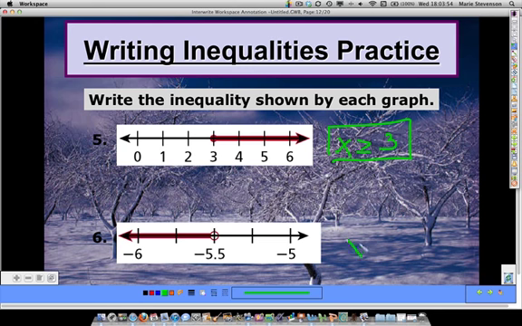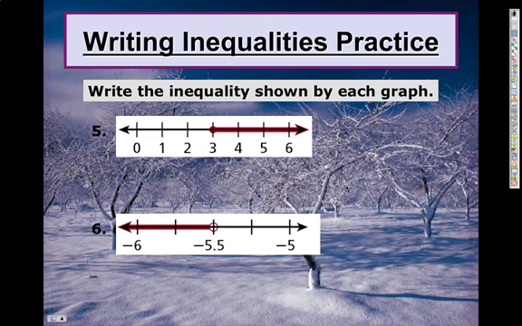Next one. Again, I'm going to use x. My endpoint's on negative 5.5, and it goes to the left. So it's a less than, and since it's an open circle, it's not equal to. So that's my inequality. Okay? Alrighty. Moving right along.